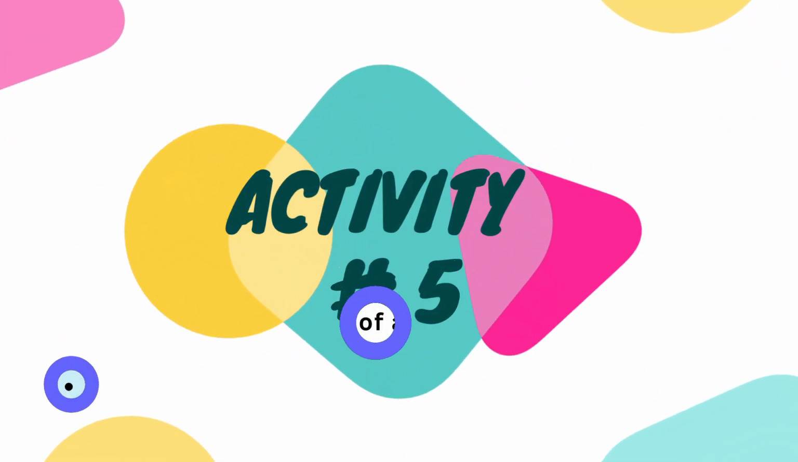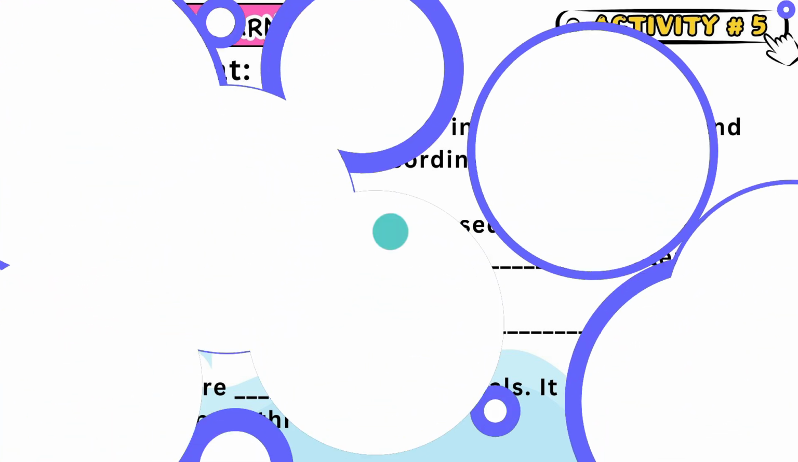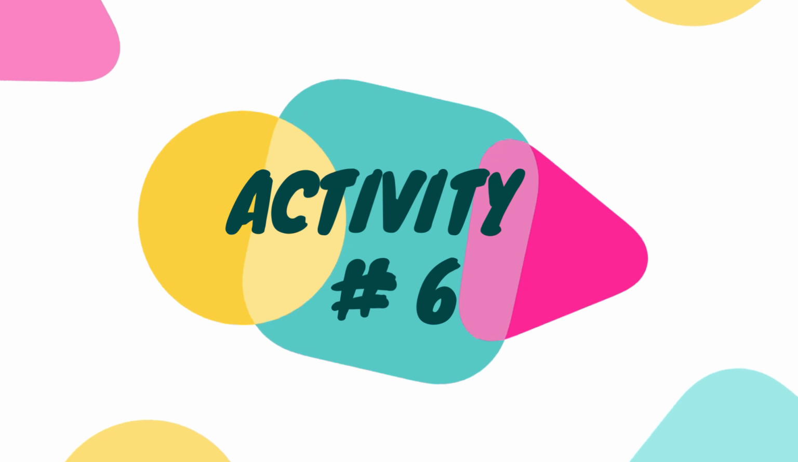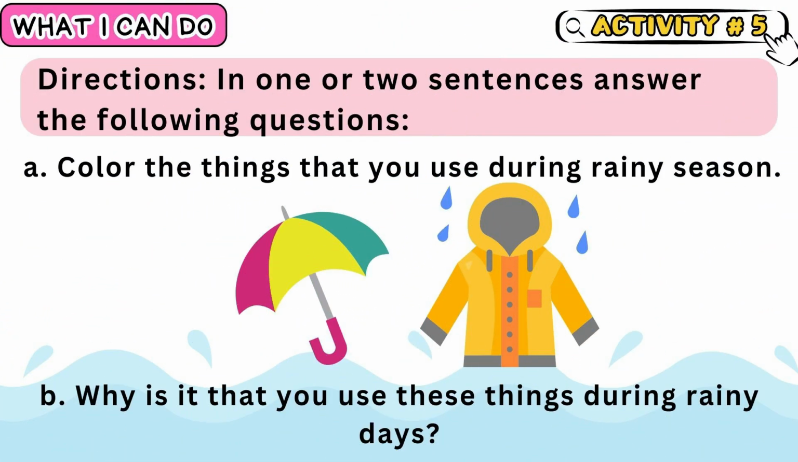Activity number 5. Complete the sentences below. Do this in your science notebook. Again, answers to the different activities will be provided at the end of this video lesson. Activity number 6. Directions. In 1 or 2 sentences, answer the following questions. Do this in your science notebook.